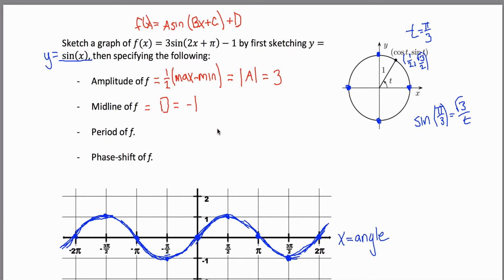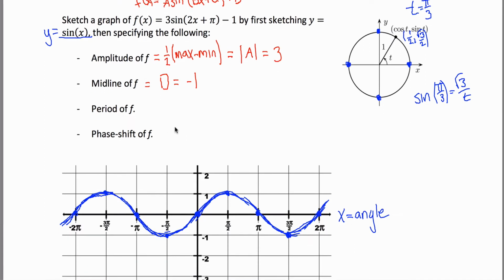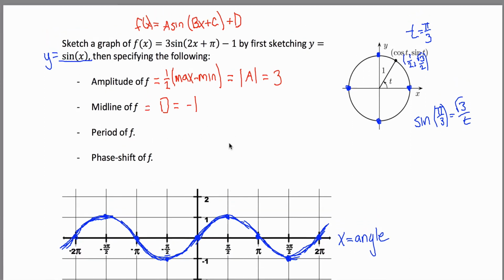Amplitude and midline are the only 2 things that deal with vertical transformations. Period and phase shift deal with horizontal transformations. So I'm going to talk about those now. The next thing I want to talk about is the period of one of these functions. All the period is, loosely speaking, is how long it takes for this function to repeat itself. So if it starts at 0, it kind of repeats itself when you get to 2 pi.